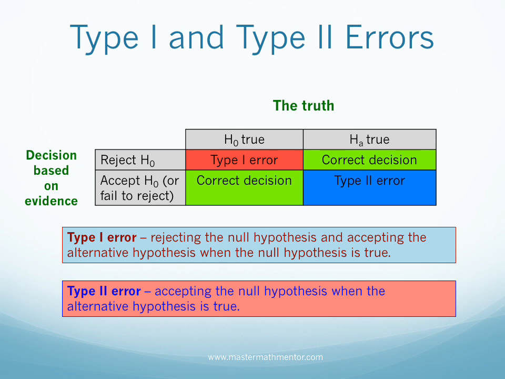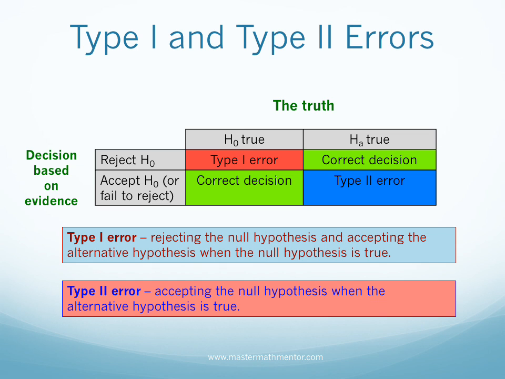To summarize the last slide, it is best to show the options in a table. Notice there are 4 possibilities. If the null hypothesis is true and you fail to reject it, you have made the correct decision. Likewise, if the alternative hypothesis is true and you reject the null hypothesis, you also have made the correct decision.